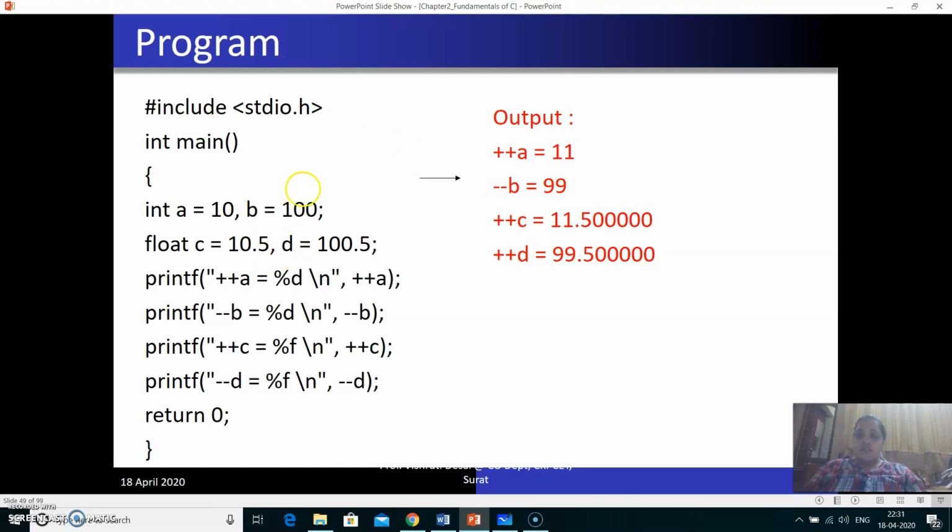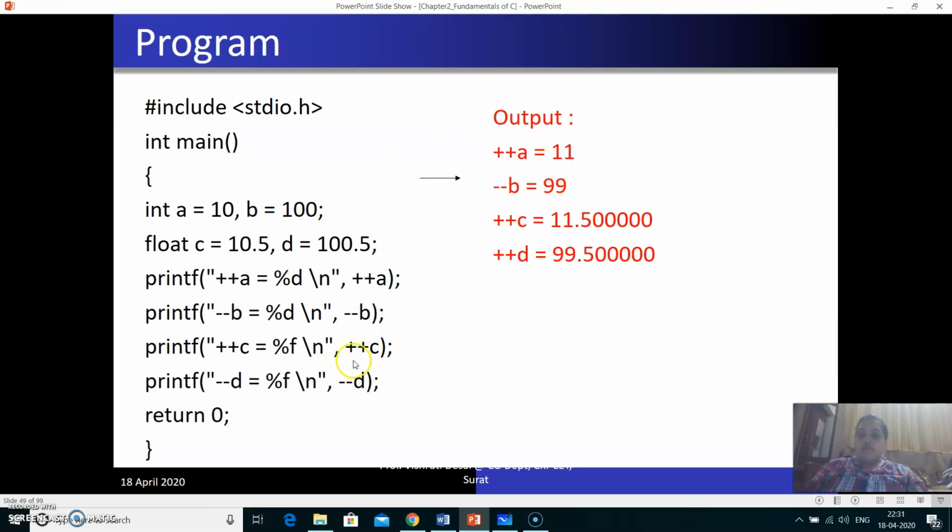If you see the result of this, if we write the program for this, integer a is equal to 10, b is equal to 100. So first I am performing the operation on this. So what is my result? I am doing ++a. What is the value of a? 10. So ++a, now the value of a will be 11. If I am writing b is equal to 100, I am performing --b, my result is 99.